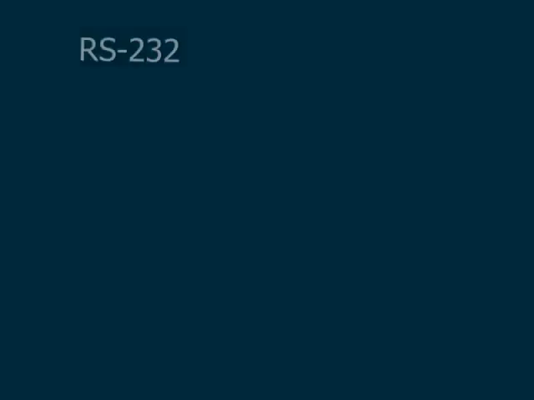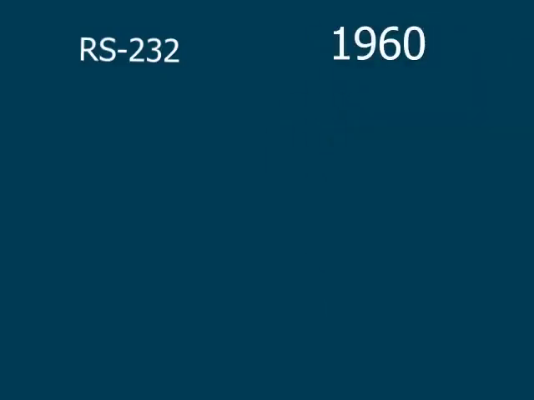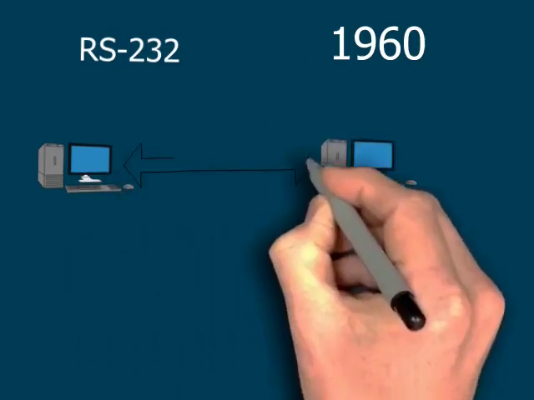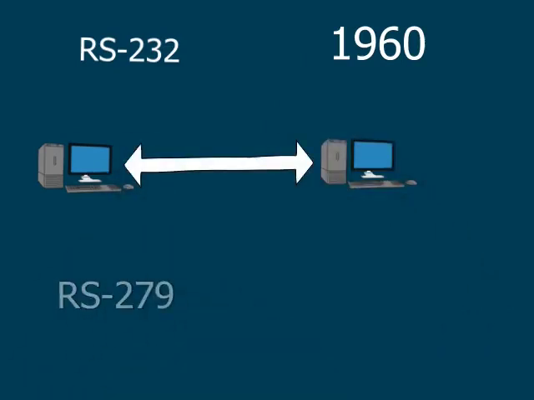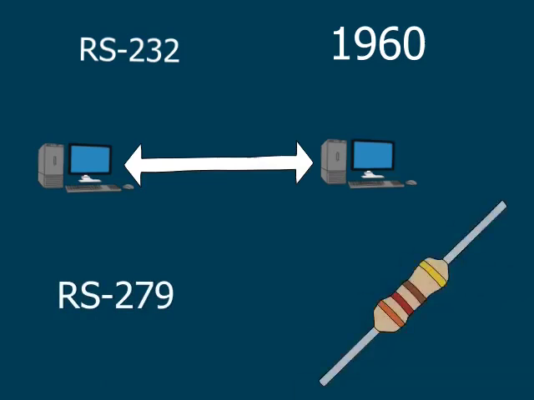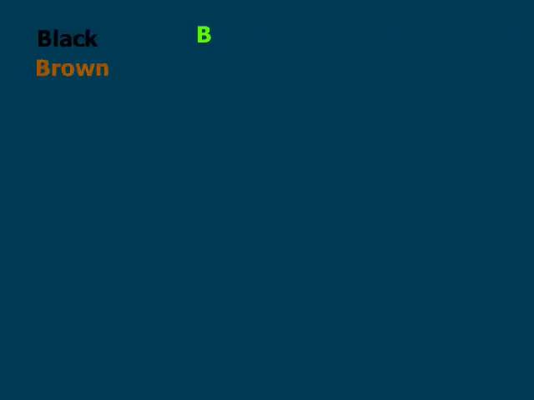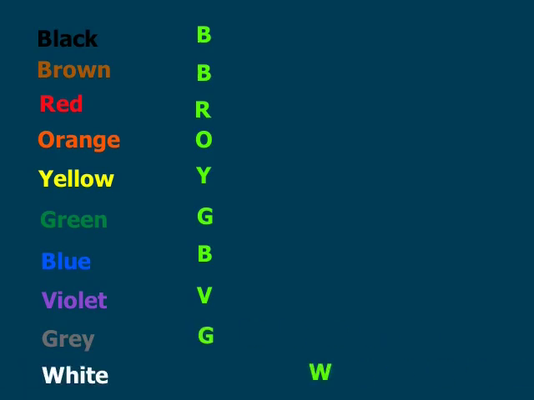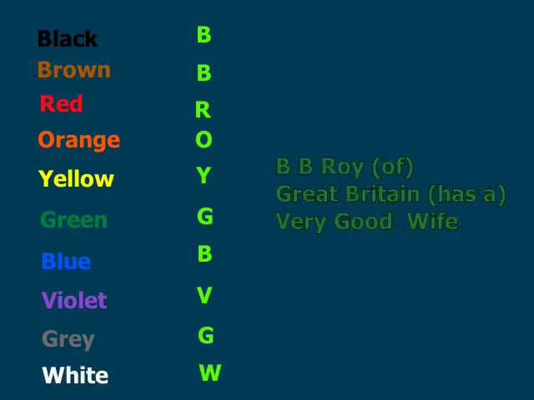Before we go, let me give you a tidbit of interesting information. The RS-232 standard for serial communication transmission of data was first introduced in 1960 by the Electronic Industries Association, or the EIA, as a recommended standard. EIA also recommended the RS-279, which is a standard for the electronic color code, originally known as the RETMA color code, which we have learnt as B.B. Roy of Great Britain has very good wife. So there's something which connects the RS-232 serial communication standard and the color code of resistors.